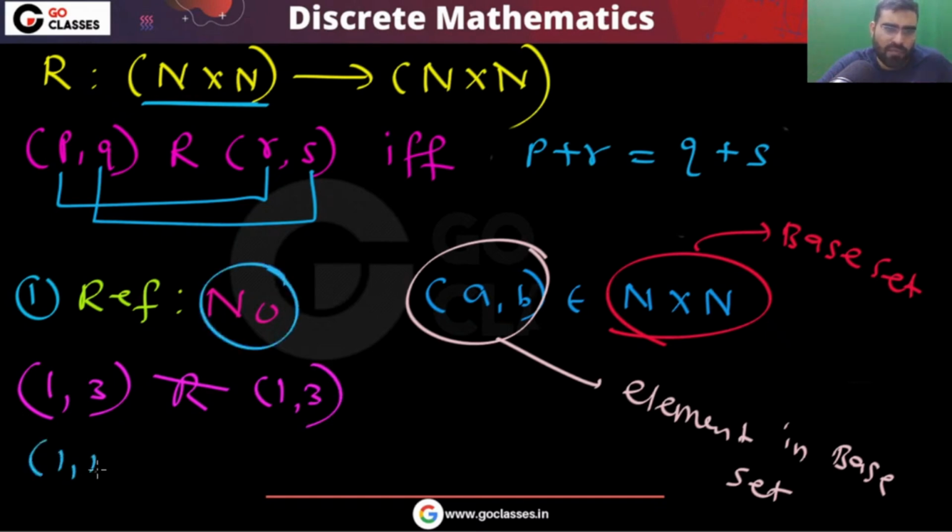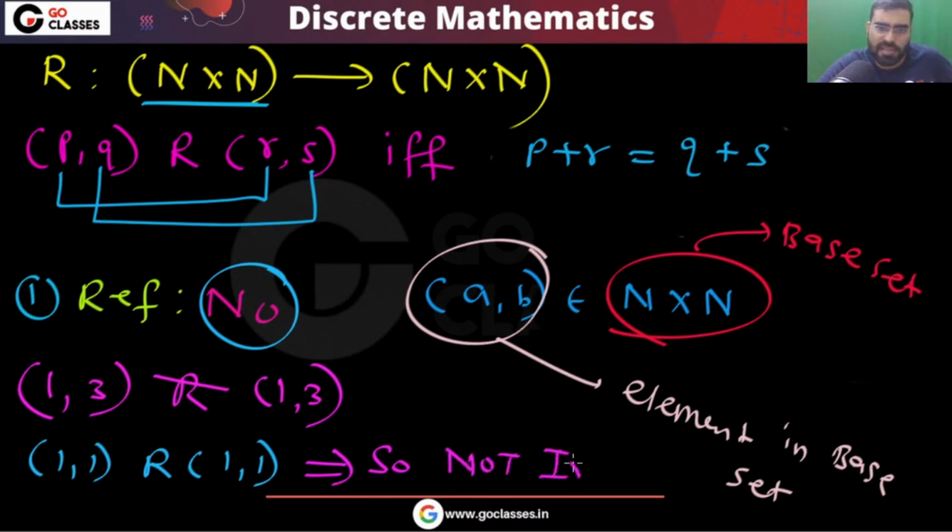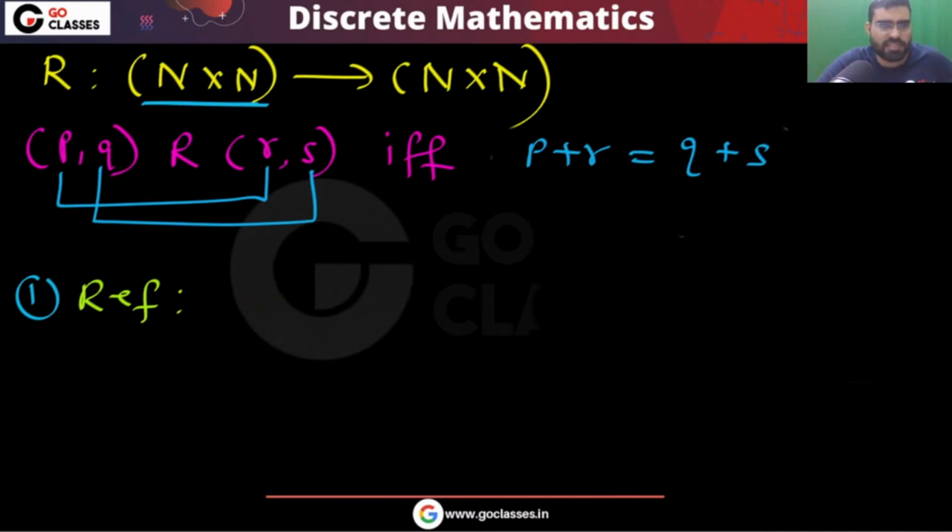What about (1,1) related to (1,1)? This is true, right? So this is not irreflexive. So not irreflexive. Yes or no? So this is not reflexive and this is not irreflexive. This relation is neither reflexive nor irreflexive. Okay. Now this is the first thing, that reflexive and irreflexive both are false.